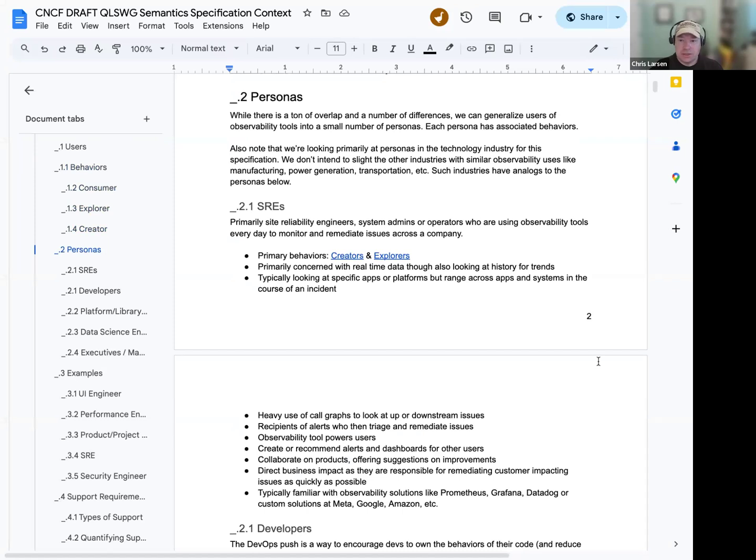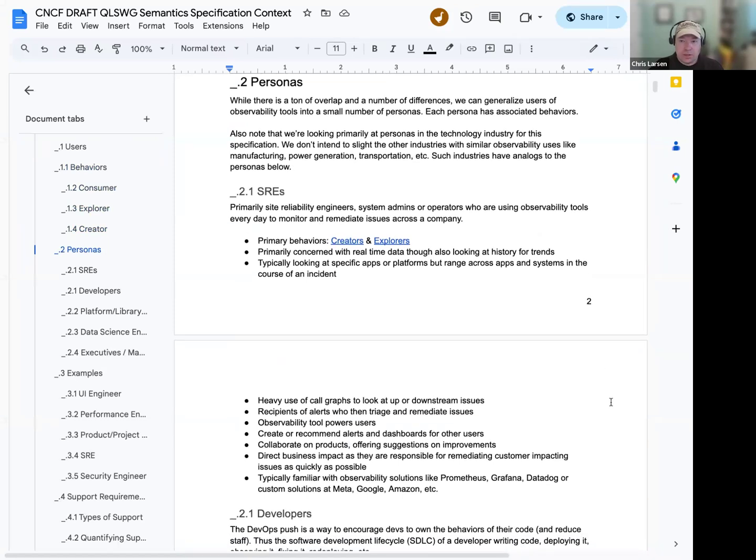Probably not much. And then we're talking about the personas in the next section, where we break down user groups into their primary behaviors and primary clusterings. And we're focused, of course, on the software industry or big tech right now. But observability does, of course, apply to other realms, particularly in industry, transportation, all kinds of things like that.